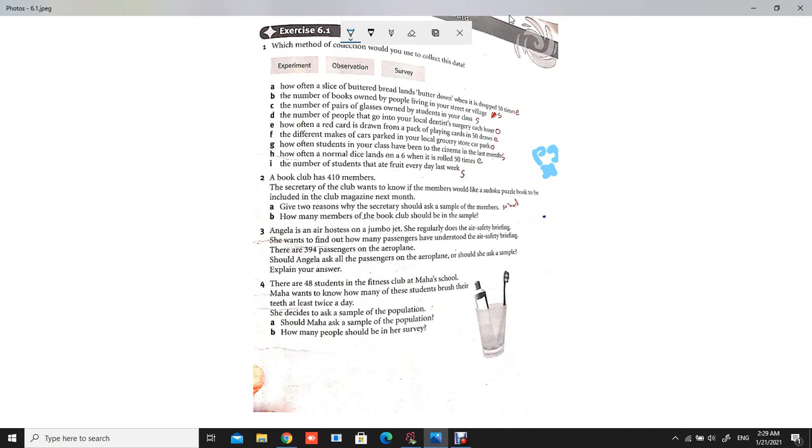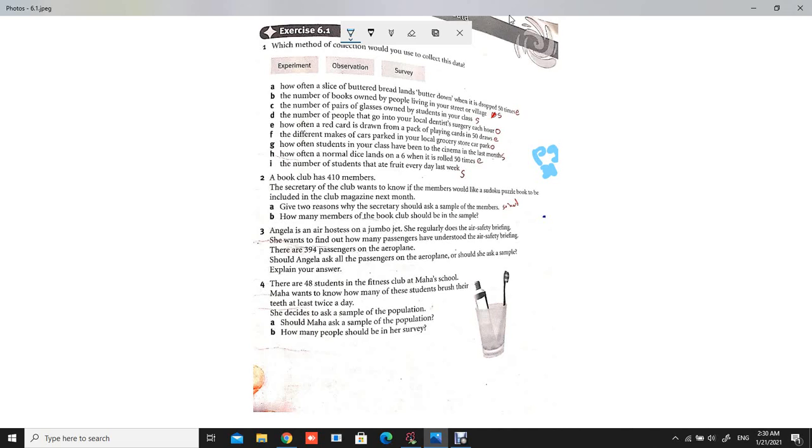How often a red card is drawn from a pack of playing cards in 50 draws? Experiment. The different makes of cars parked in your local grocery store car park. Observation. How often students in your class have been to the cinema in the last month? Survey. How often a normal dice lands on a 6 when it is rolled 50 times? Experiment. The number of students that ate fruit every day last week. Survey.